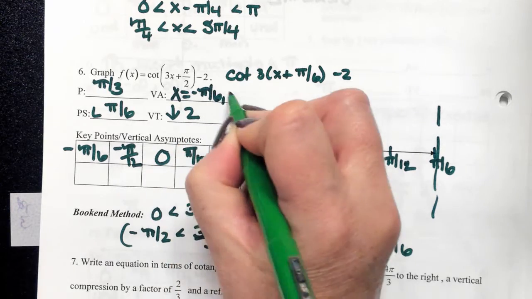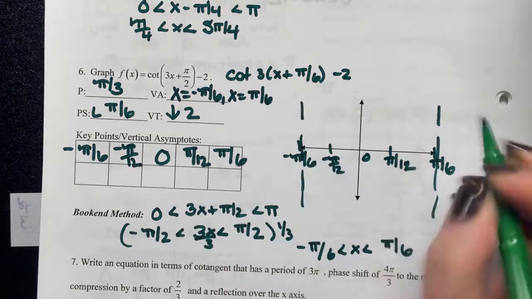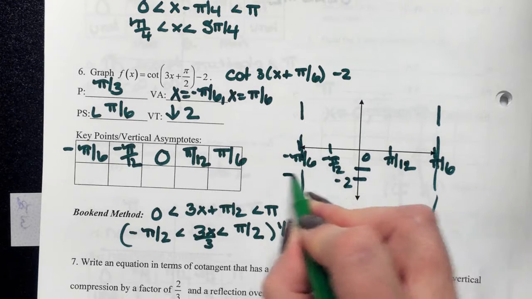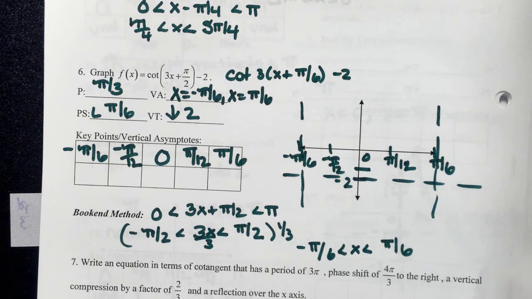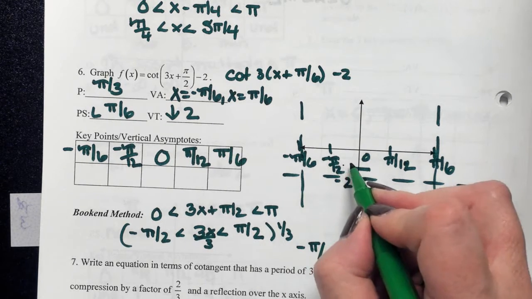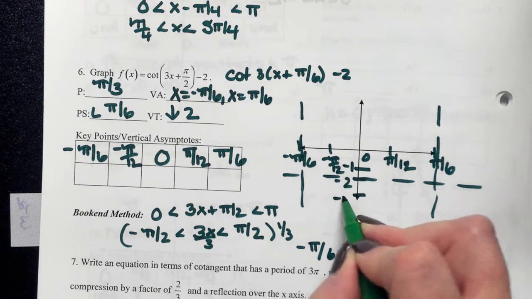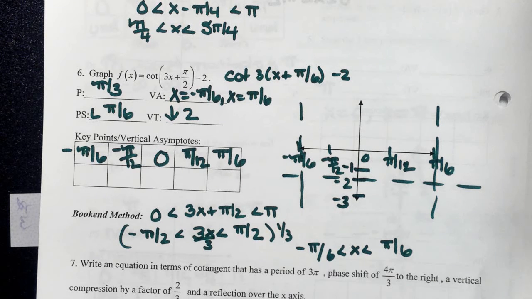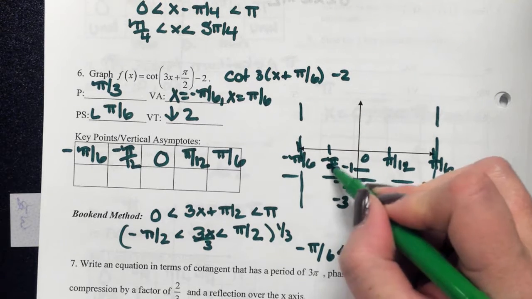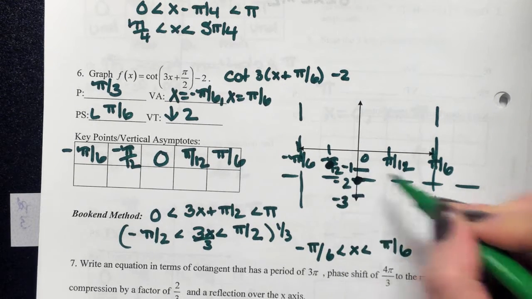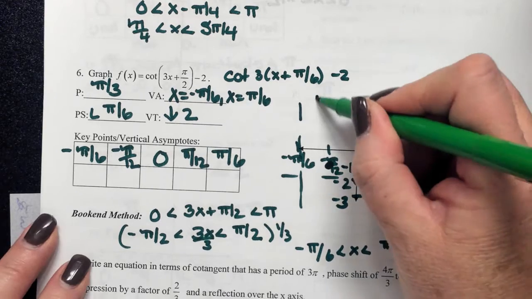Where's my baseline? Negative 2. My A value is what? Not my A value, but 1. So I'm going to be 1 unit above, 1 unit below. Now there is no reflection, so a cotangent is going to start where? At the max, base, or min? Max. So it's going to be at negative pi over 12, negative 1, 0, negative 2, pi over 12, negative 3.